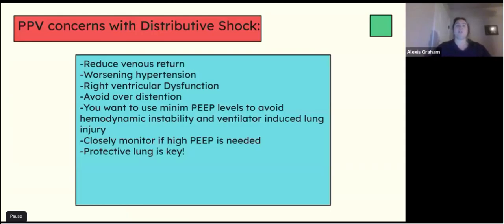Positive pressure concerns with distributive shock. Of course, decreased venous return, worsening hypotension, right ventricular dysfunction. You want to avoid overdistension. You want to use minimum PEEP levels to avoid hemodynamic instability and ventilator-induced lung injury. Also, you want to closely monitor if high PEEP is needed, and protective lung ventilation is always key, like I just said.